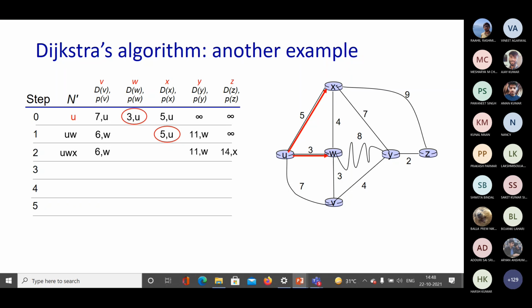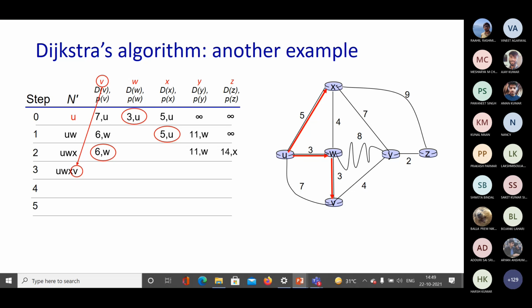Now to Z, if you want to visit, X to Z is 9 and U to X is 5. So that is 14 comma X. Basically, there was no direct connection from W to Z, so it was infinite only. Now here, what's the minimum? 6 comma W.